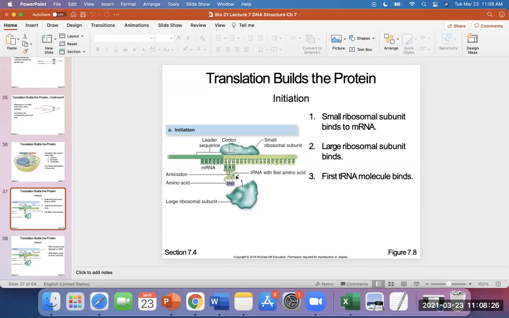So it was on your quiz too. There was a question about this, and some of you picked that tRNA brings the codon. It doesn't bring the codon, it brings the anticodon. Codon is located on mRNA.